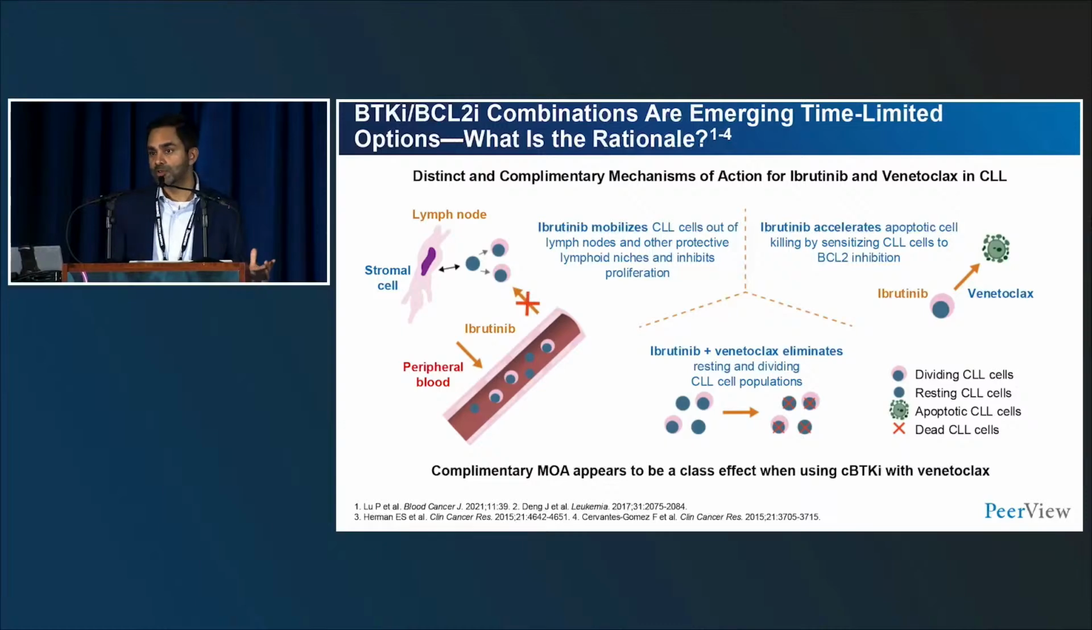But I think we also recognize that there may be some synergy between these agents. So we know that ibrutinib mobilizes CLL cells. We also know that BTK inhibitors as a whole sensitize cells to anti-apoptotic pathways. And so the combination of a BTK inhibitor and venetoclax is something that we have been studying for some time now, starting with early studies of ibrutinib and venetoclax, with the idea that we may be able to drive some synergy here and really bring the best of both worlds.